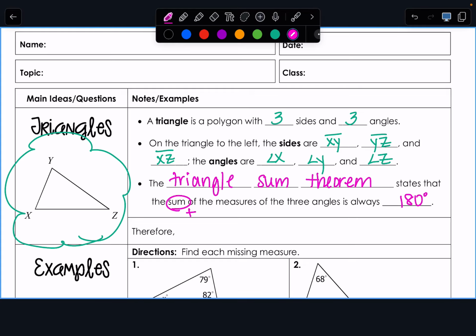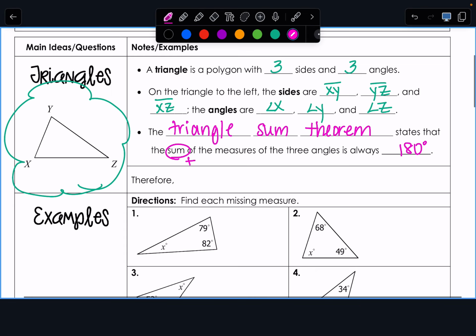Okay, so no matter what we have, let's pretend we have that triangle right there. We are going to take the measure of angle X, whatever number it is, and add it to the measure of angle Y, whatever that is, and add it to the measure of angle Z, whatever that number is, and the 3 numbers should add up to be 180, okay? That is what we're doing for the next 3 days, okay?